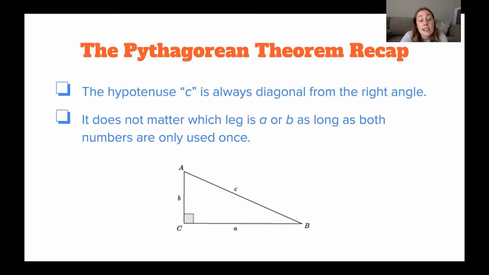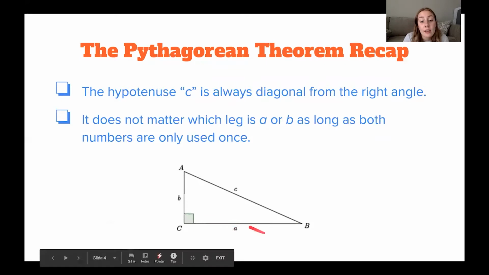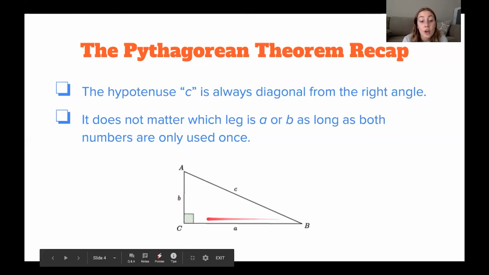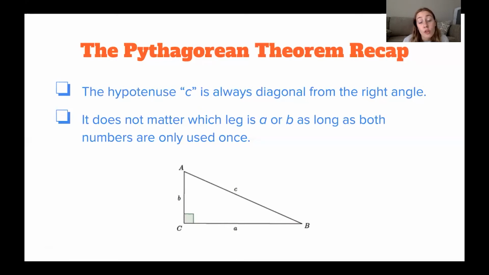And with that, it does not matter which leg is A or B, because as long as the numbers are only used once in the equation, you are fine. It can go A squared plus B squared. Maybe this side is 3 and this side is 5, so 3 squared plus 5 squared equals C squared. Or it can go the other way, 5 squared plus 3 squared equals C squared. So you can flip-flop them. They can go in whatever order you feel, but they can only be used once, and that's important. But as far as the hypotenuse goes, you always need to know that it's diagonal from the right angle, because that number is going to be different than the legs.